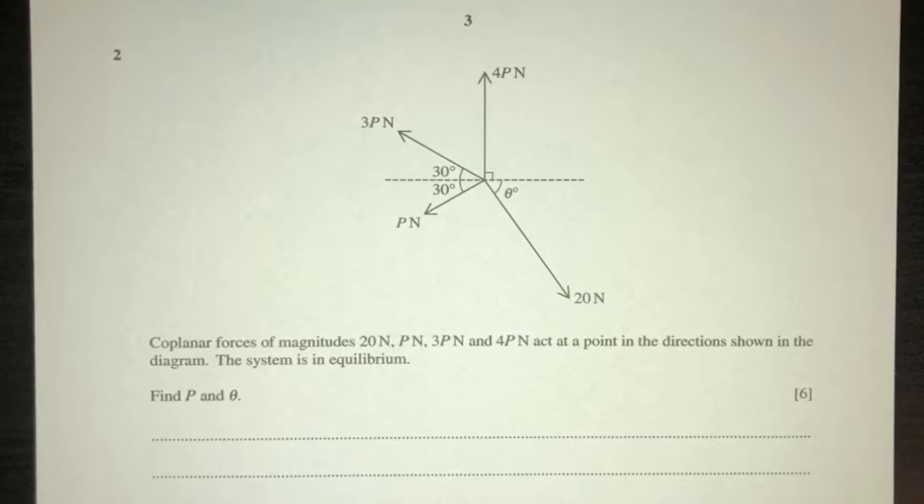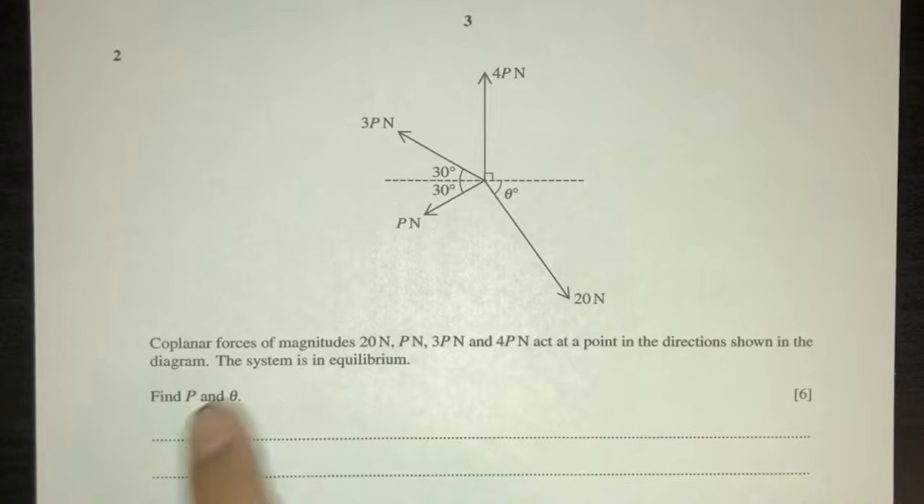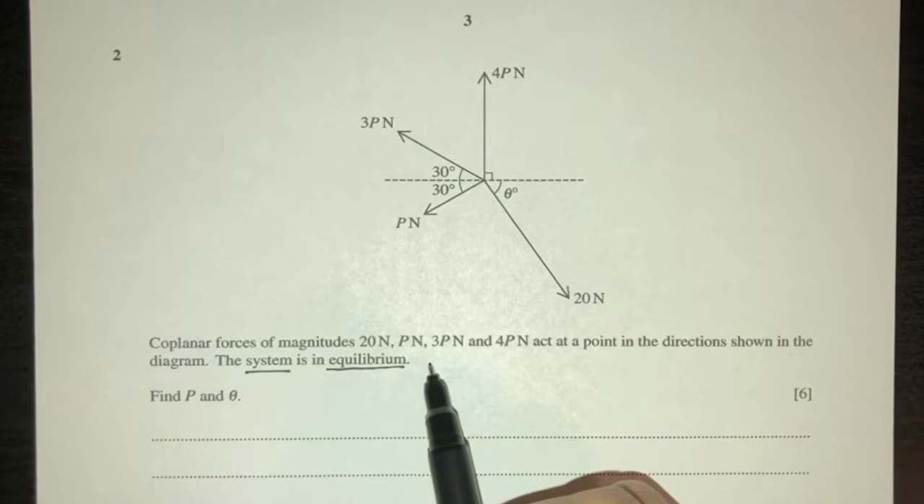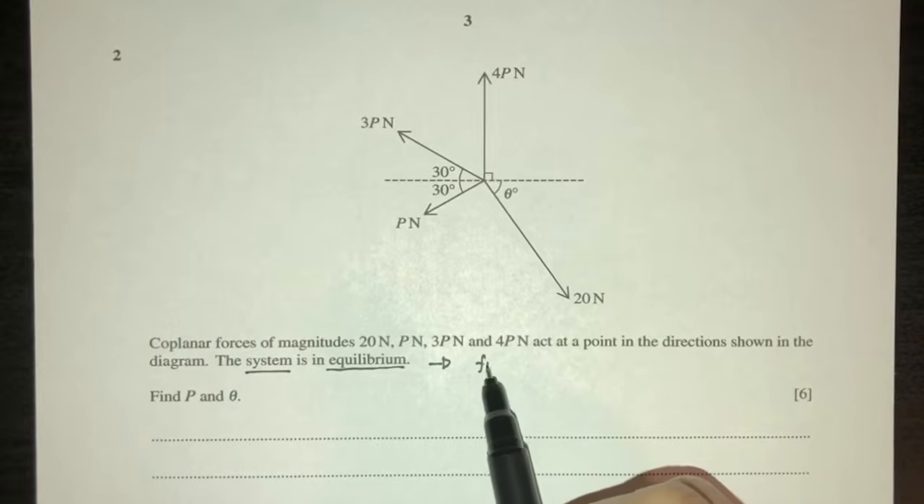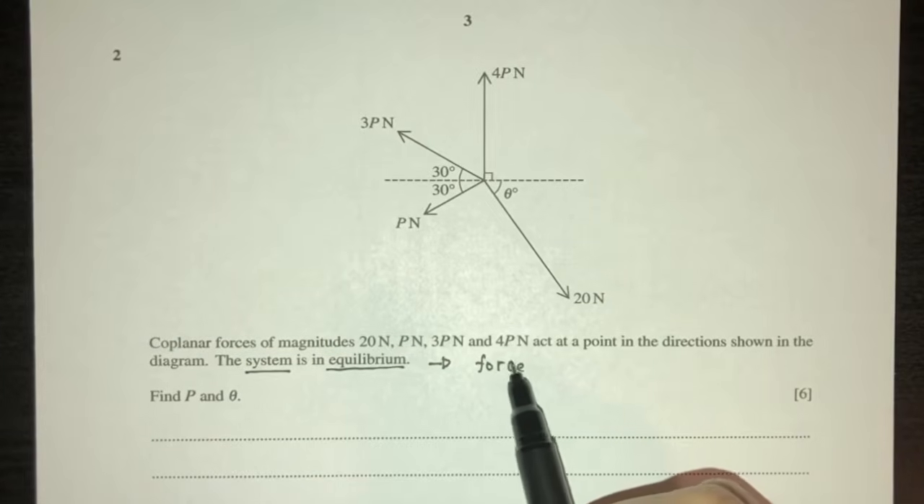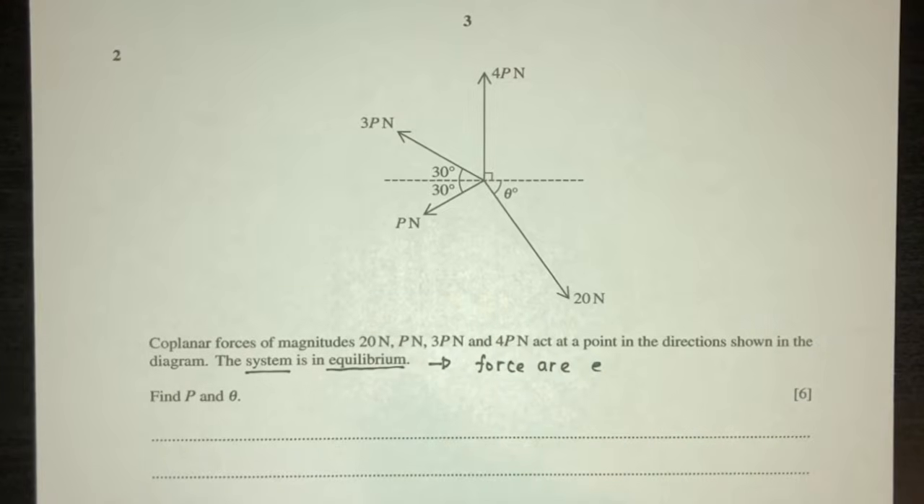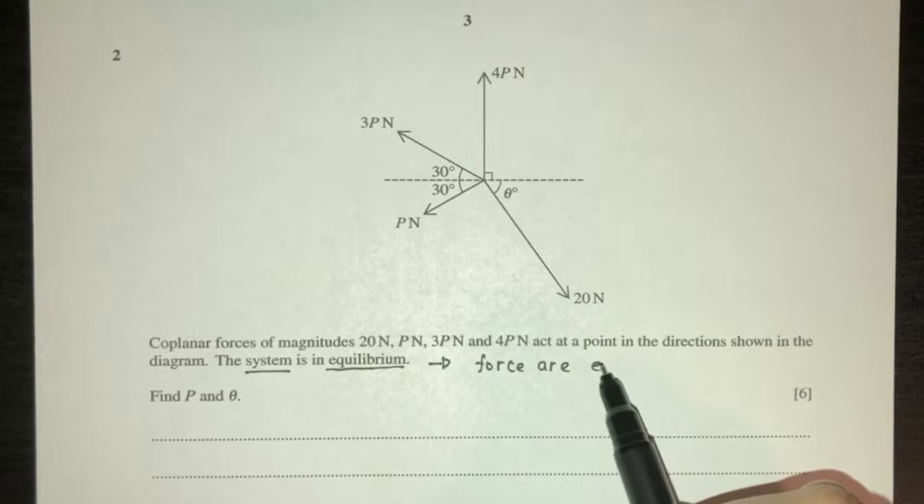Now we have coplanar forces of magnitude 20 Newton, P Newton, 3P Newton, and 4P Newton acting at a point in the direction shown in the diagram. Now the system is in equilibrium, so that's the main point here. This means that the resulting force is equal to 0, basically what it means.